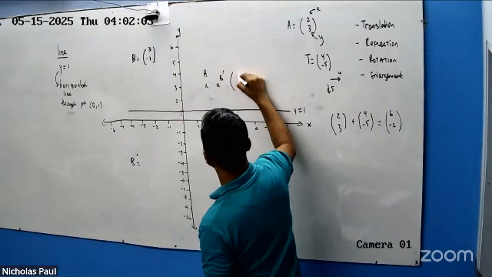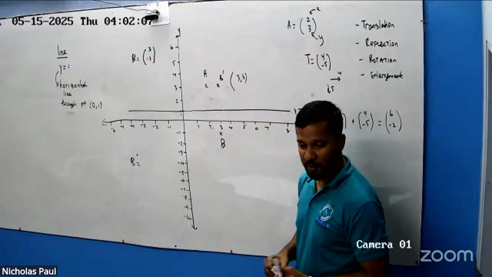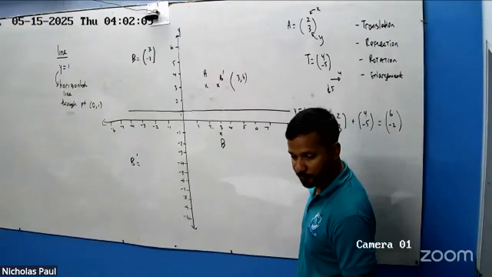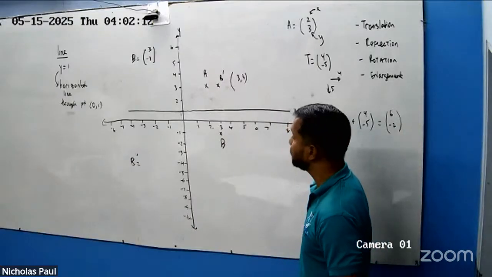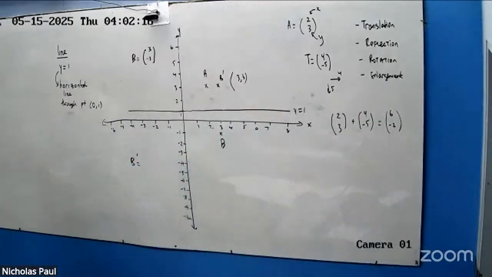B prime, I got 3, 3. Everybody okay with that? Right? B prime is 3, 3. The graph might look a little jumbled up, but calculate, right?